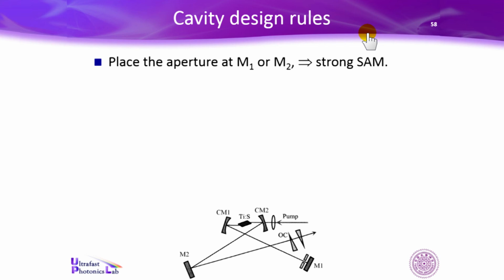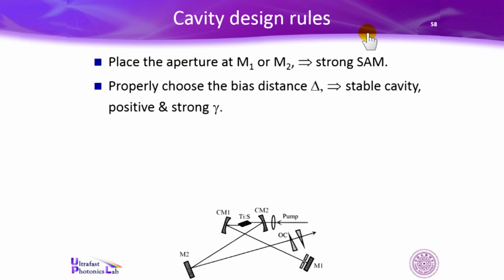OK。So in conclusion, what are the cavity design rules? First, we place the aperture at planar mirror M1 or M2 such that you can have strong SAM. here. Okay, this aperture. Second, properly choose the bias distance delta between CM1 and the CM2 such that you have stable cavity and you have positive and strong SAM coefficient.